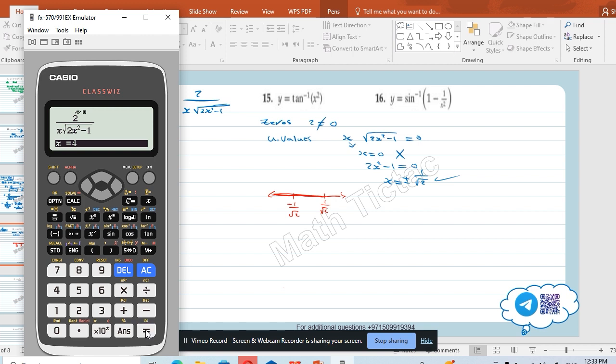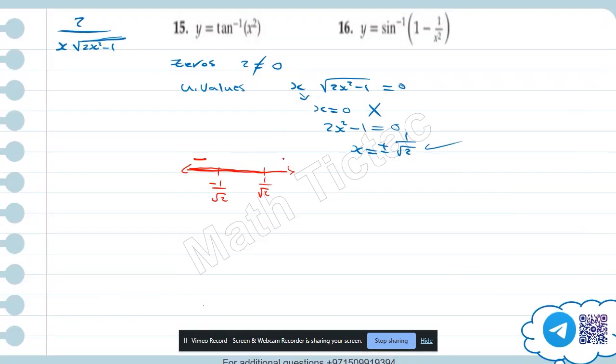Okay, so in here I have negative and I have positive, and here nothing, undefined, the function is undefined. So increasing from 1 over square root of 2 to infinity, and decreasing from minus infinity to minus 1 over square root of 2. This is my question. That's it. This is my answer. So this is the increasing interval and the decreasing interval.